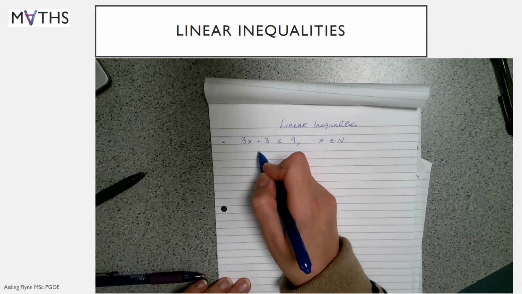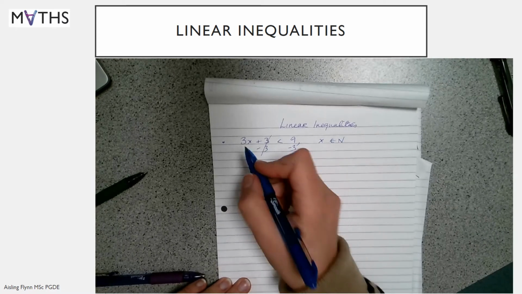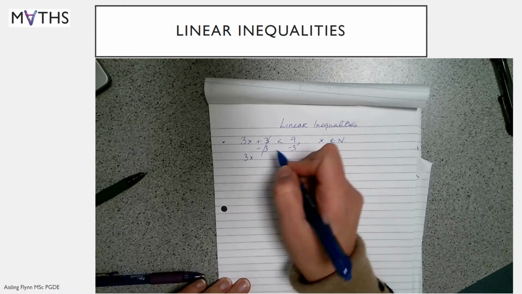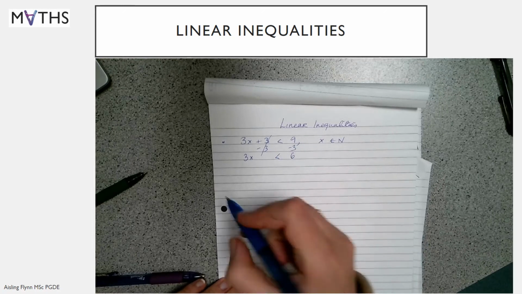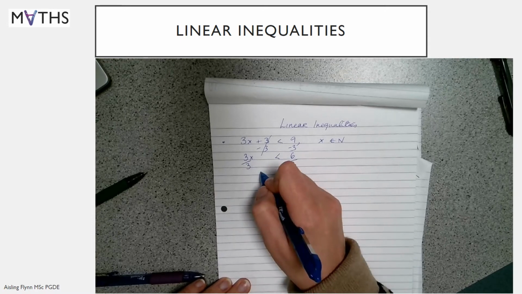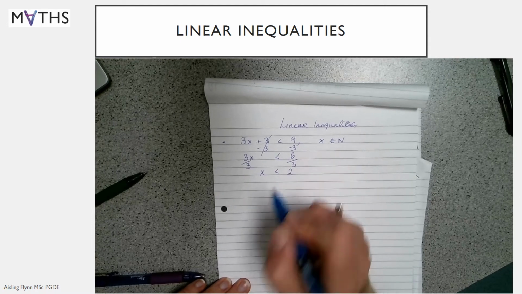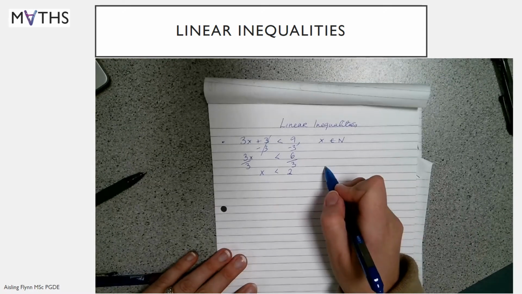So solving for x, I'm going to take 3 from both sides. And what remains is 3x less than 9 minus 3, which is 6. We divide both sides by 3, and I get x is less than 2. Now I'm going to represent my answer on a number line.